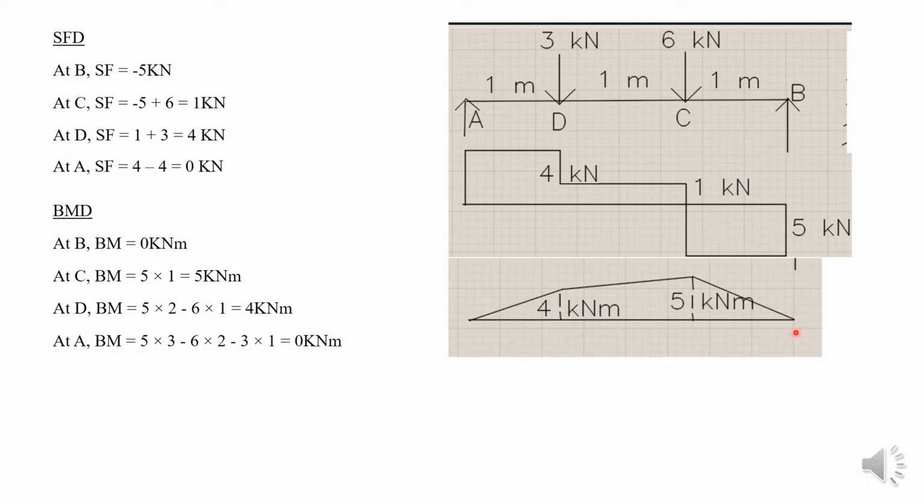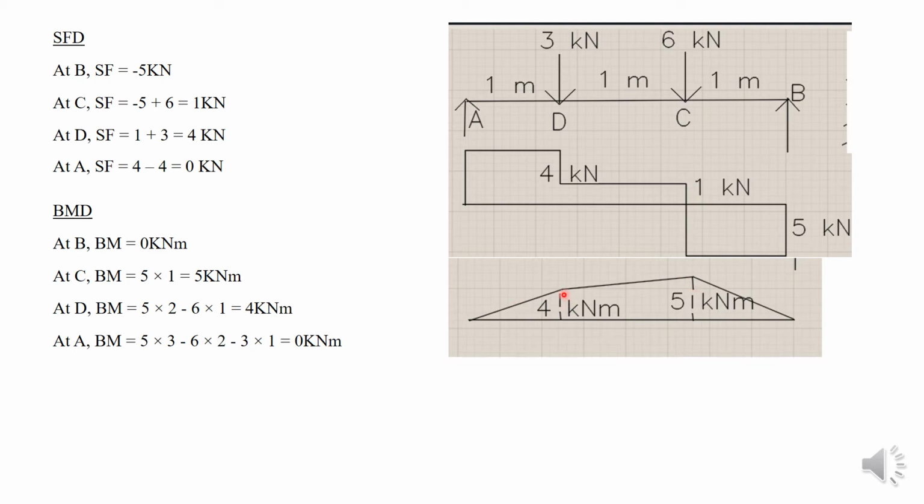The value of bending moment at B will be 0. The value of bending moment at C, which is RB into 1, since it is in anti-clockwise direction, which is positive. So RB into 1, that is 5 into 1, which is 5 kilonewton meter. Then the value of bending moment at D, which is RB into 2 minus 6 into 1, so that is 4 kilonewton meter. So drop an inclined line from 5 to 4.